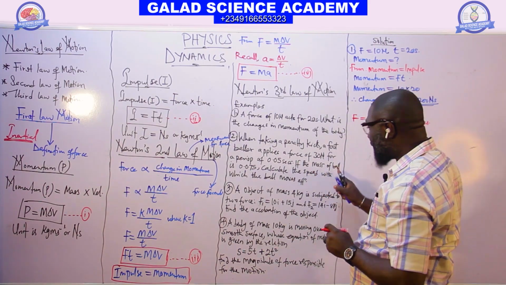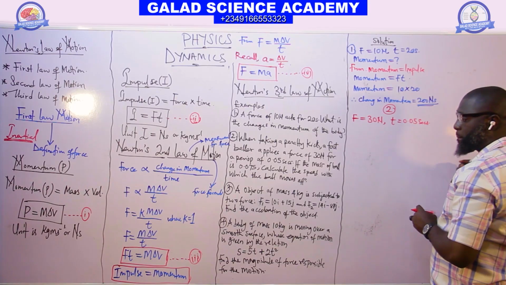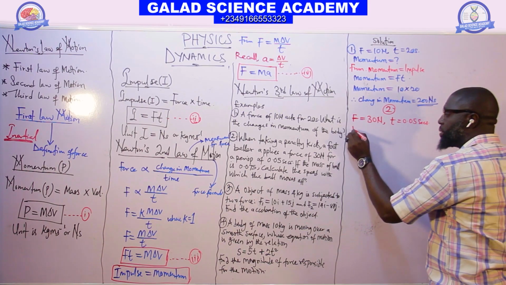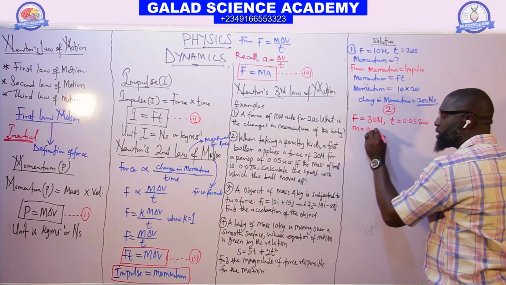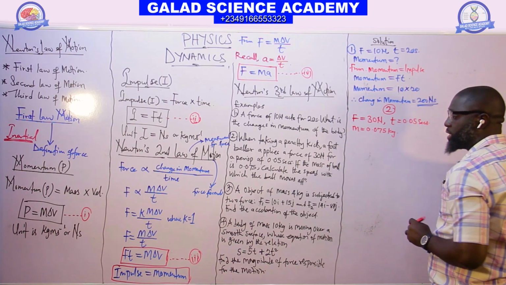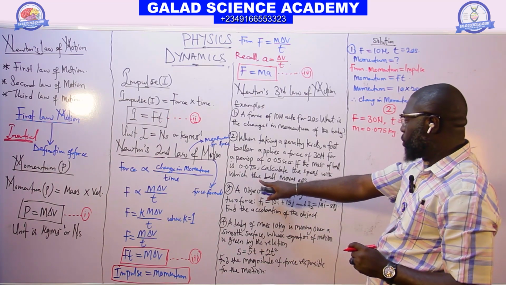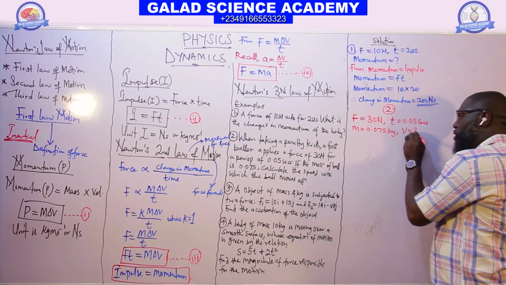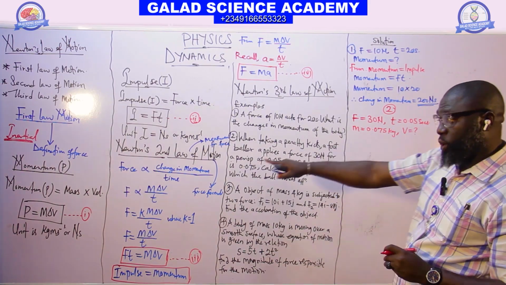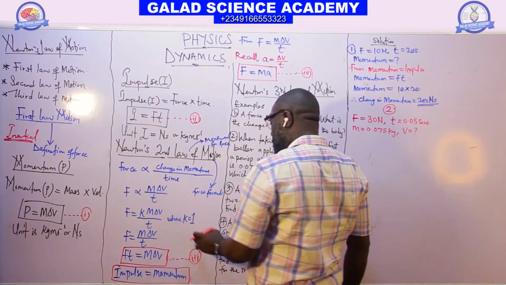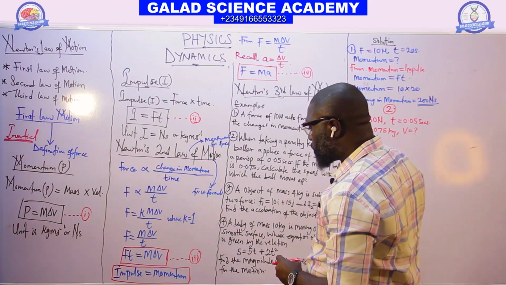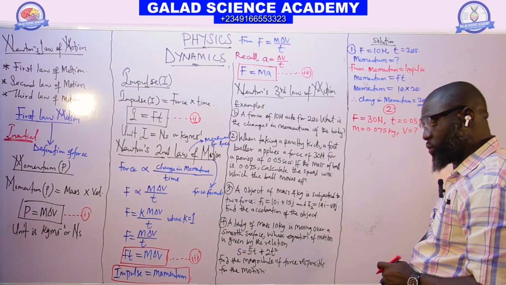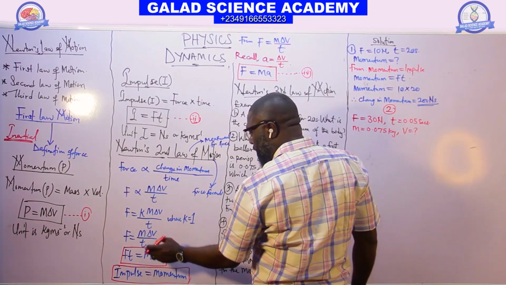Good. If the mass of the ball is 0.075 kg, calculate the speed at which the ball moves. So our velocity here is unknown. From equations 1, 2, 3, 4, which equation comprises force, time, mass, and velocity? You can see that this is equation 3, which comes from here.